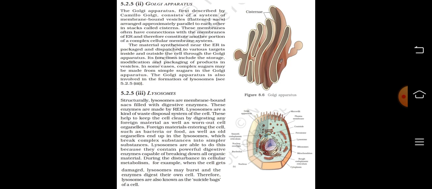Lysosomes are able to do this because they contain powerful digestive enzymes capable of breaking down all organic material. During the disturbance in cellular metabolism, for example, when the cell gets damaged, lysosomes may burst and the enzymes digest their own cell. Therefore, lysosomes are also known as the suicidal bags of the cell.